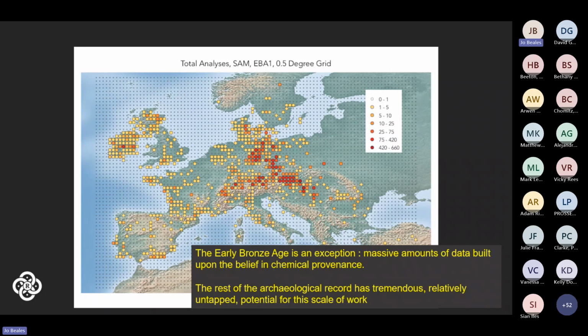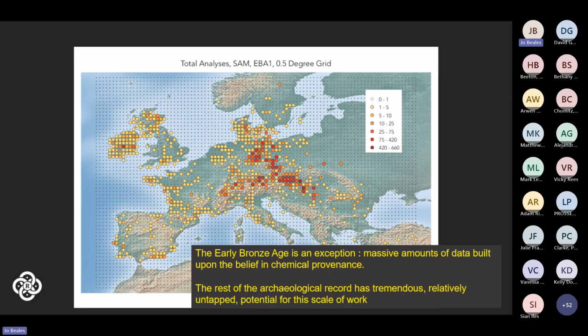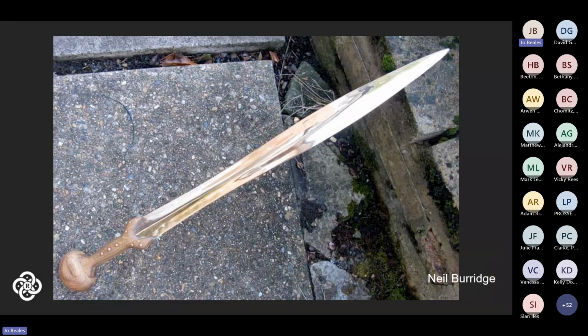The early Bronze Age is still an exception for this type of work because of the massive amounts of data which are initially built in the belief of chemical provenance. With this stepwise approach, there's still provenance buried within here, but what we see instead is an accumulation of metal, remelting, repurposing, reimagining, and lots of choices about what they're doing with it. And REMADE hopes to unlock the insanely huge potential of the Roman and medieval series.